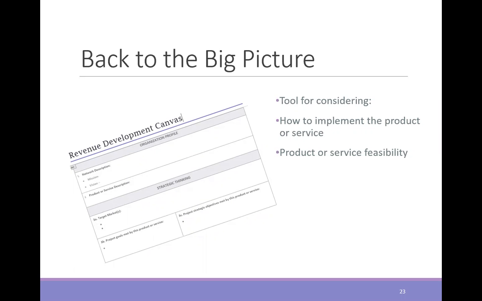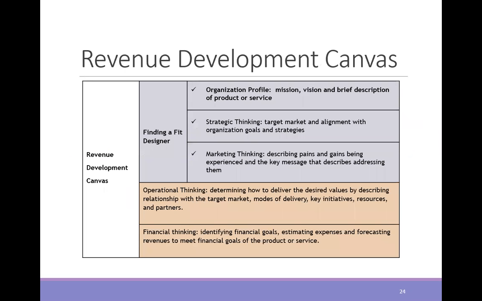Because we started with the designer, we have put our members at the beginning of finding and developing revenue generating products and services that deliver value. We started with the Finding a Fit Designer tool. The designer is embedded within the canvas and completes the first 3 of 5 canvas components. We have done the work of creating a brief organizational profile. We've checked in on our strategic thinking and have done really good marketing work. So it's time to introduce you to the Revenue Development Canvas.